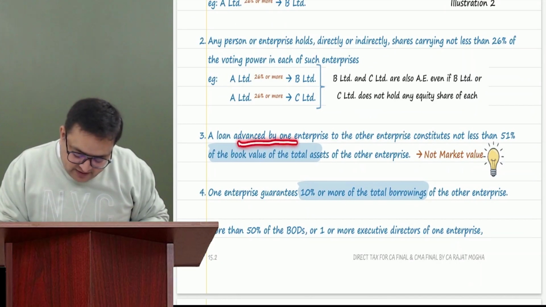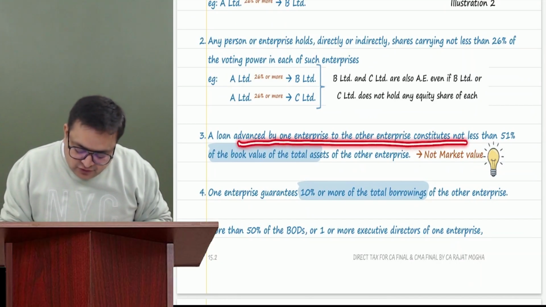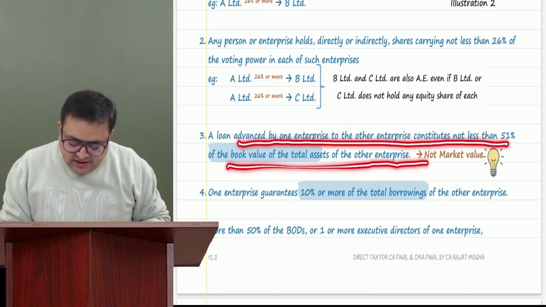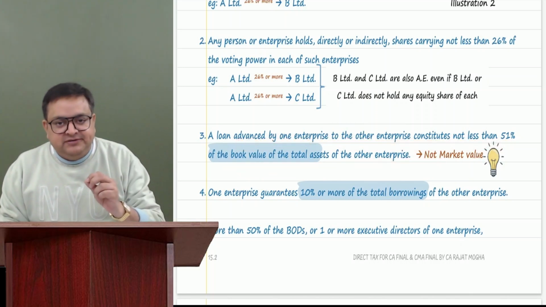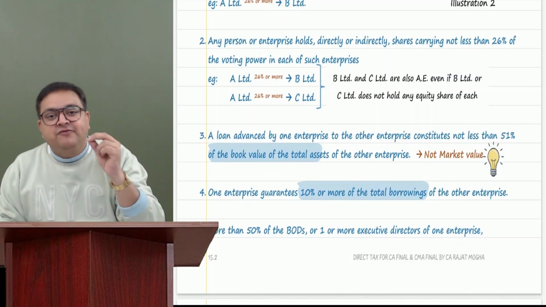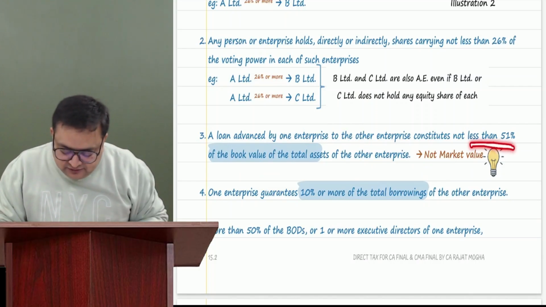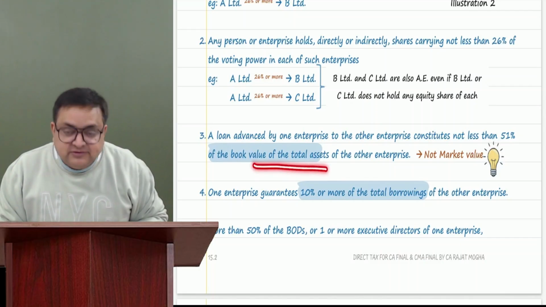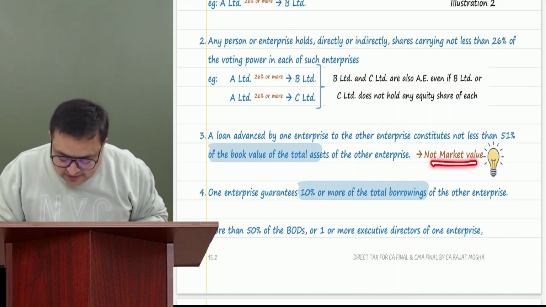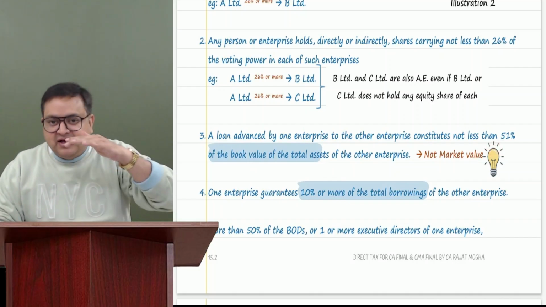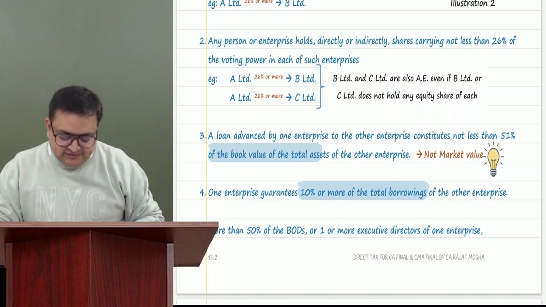A loan advanced by one enterprise to another enterprise constitutes not less than 51% of the book value of the total assets of the entire entity. Not less than 51%, so it should be more than 50. So not 50.1, 50.2, it should be 51%, right? So at least 51%. And please apply it on the book value of total assets, not on the market value. Got it? So at least 51%, not just half, it should be more than that, 51%.